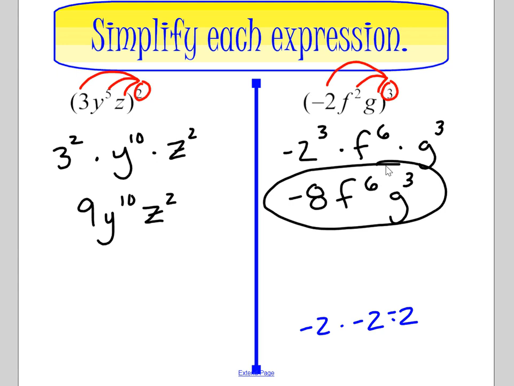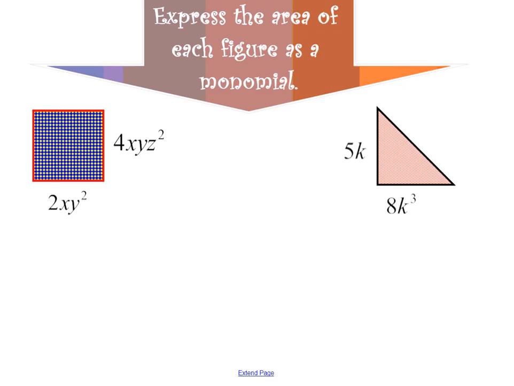Here's our last set of problems for this one. So it says express the area of each figure as a monomial. So our first figure is a rectangle. So to find the area of a rectangle, remember area is your base times your height. That's right there. So to do that, basically we have to multiply this times this, which is pretty easy to do overall.